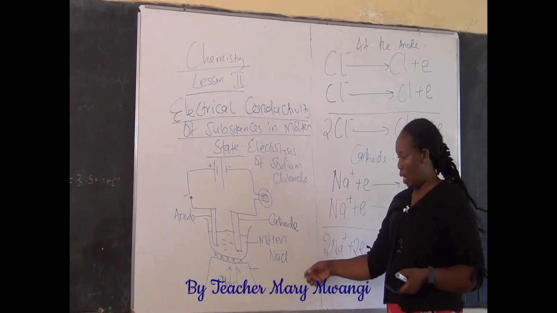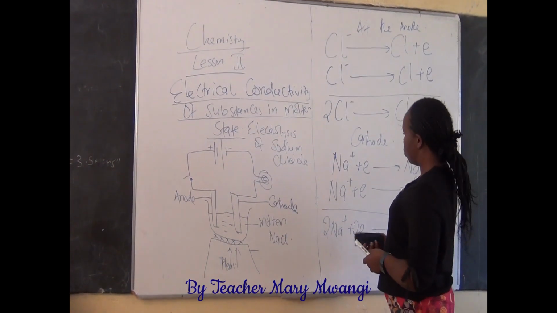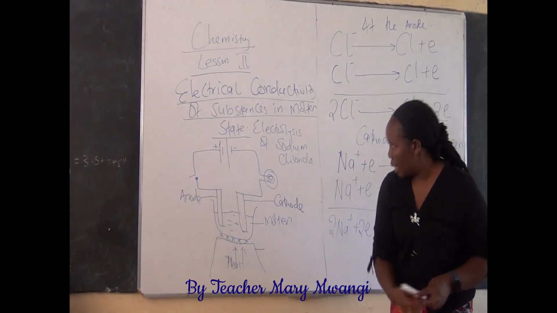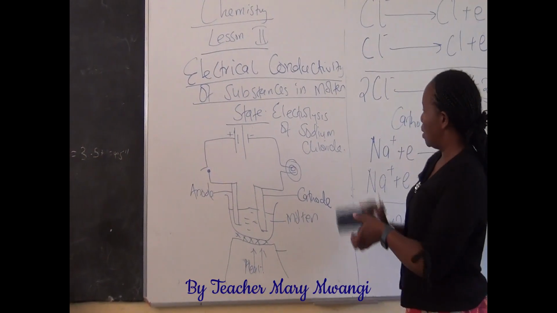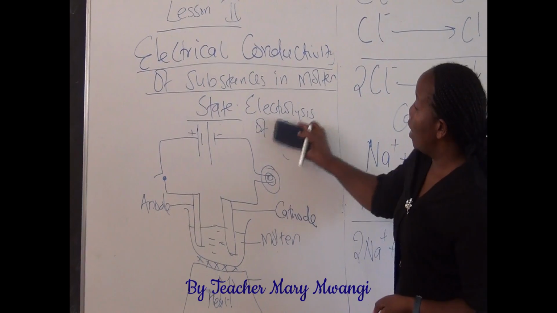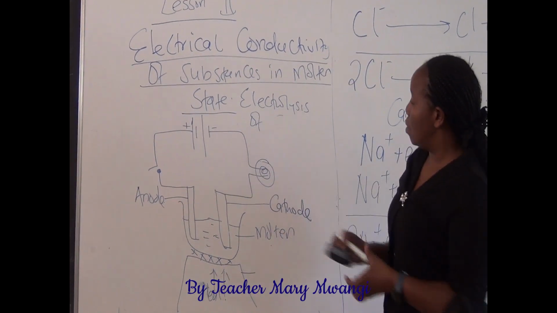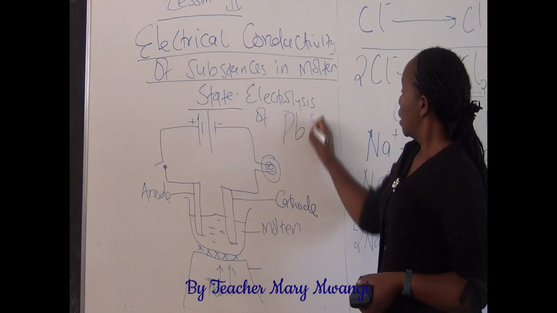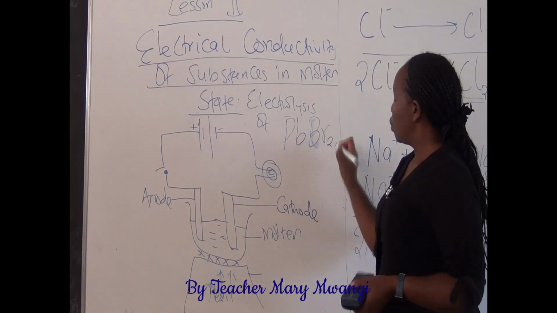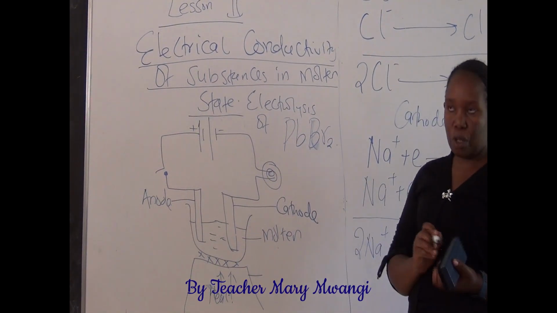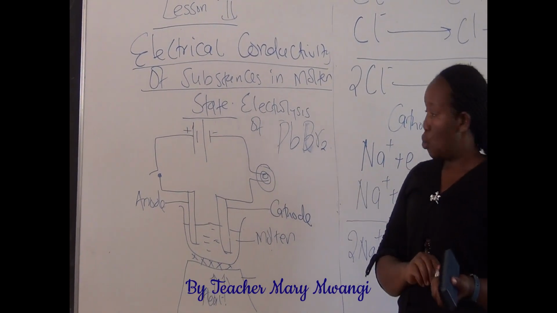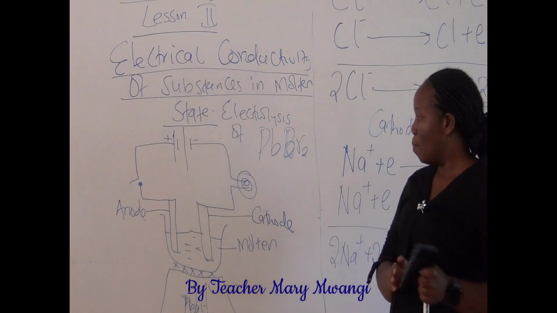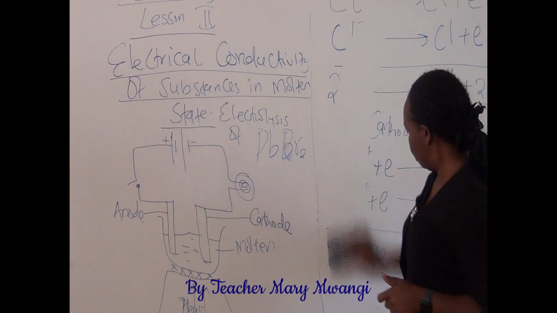For the electrolysis of lead 2 bromide, the same setup will be maintained. And bromine gas is also poisonous, so the precaution that we need to observe is that we should carry it out in the open or in a fume chamber.